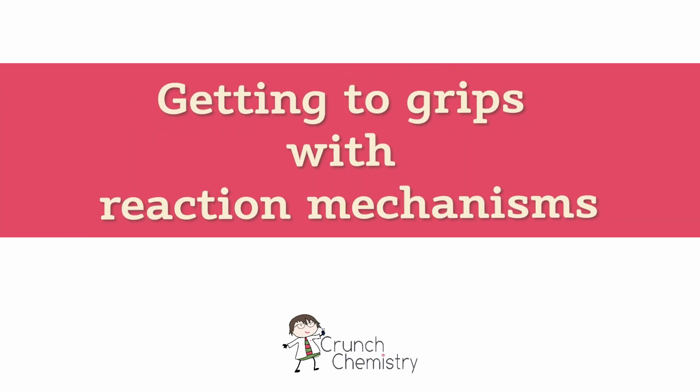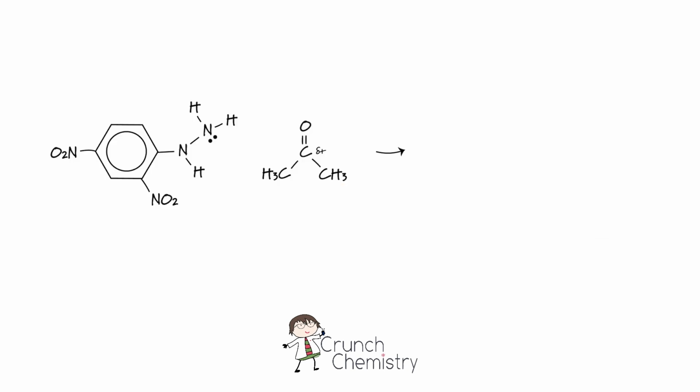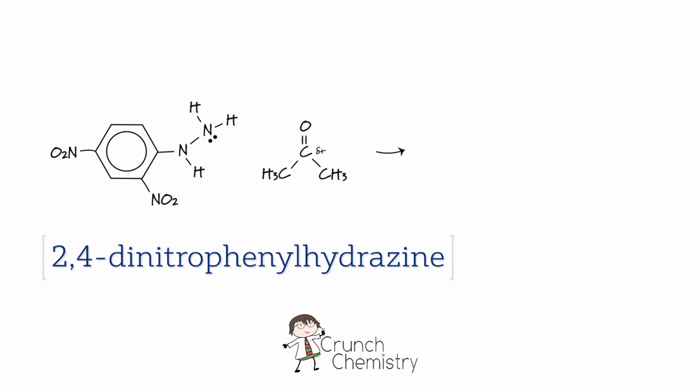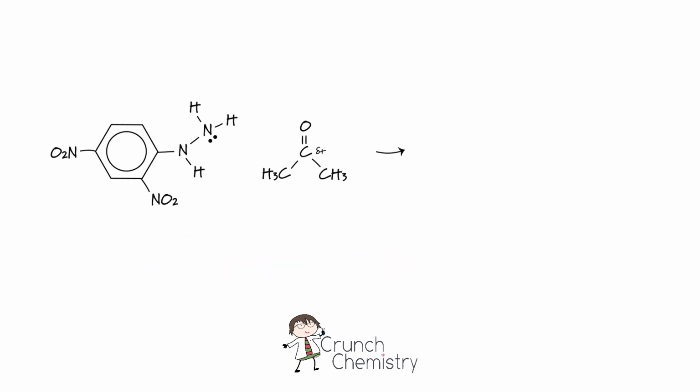We can test for the presence of a carbonyl group, whether it's in an aldehyde or ketone, by reacting our molecule with 2,4-dinitrophenylhydrazine, better known as 2,4-DNP. In practice, 2,4-DNP is dissolved in methanol and sulfuric acid, and it's commonly known as Brady's reagent.